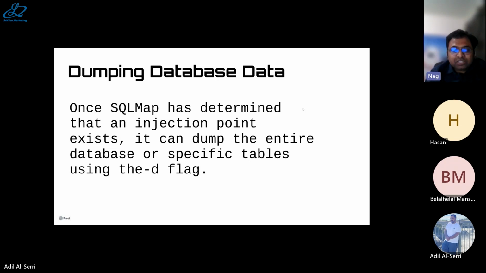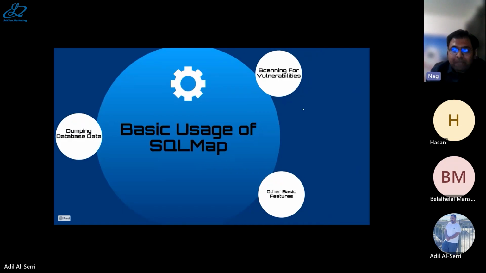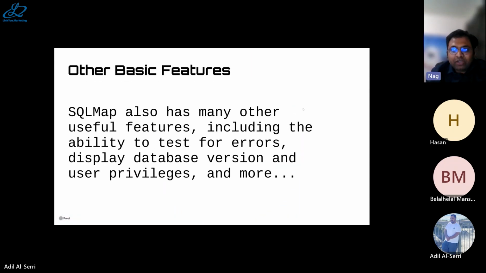For that, we can use -d as a database, -dump or -c for a particular column. This tool does not come with only scanning or dumping databases. It also has a great variety of other basic features. It can recognize password hash formats and support cracking them using a dictionary-based attack.